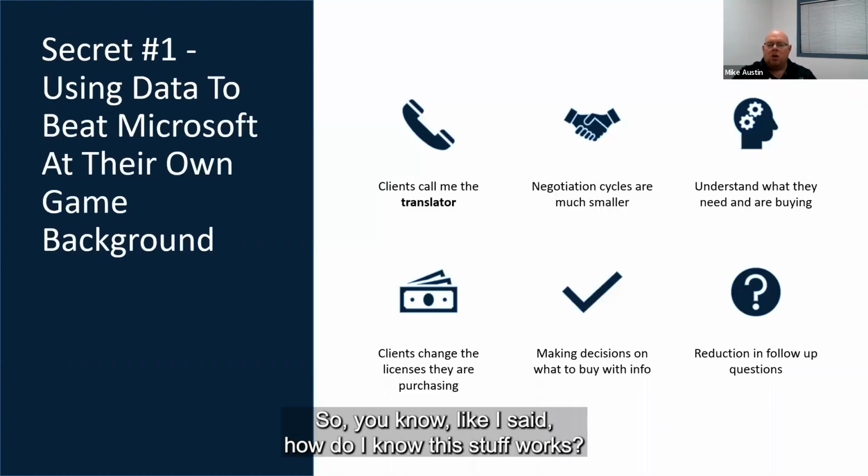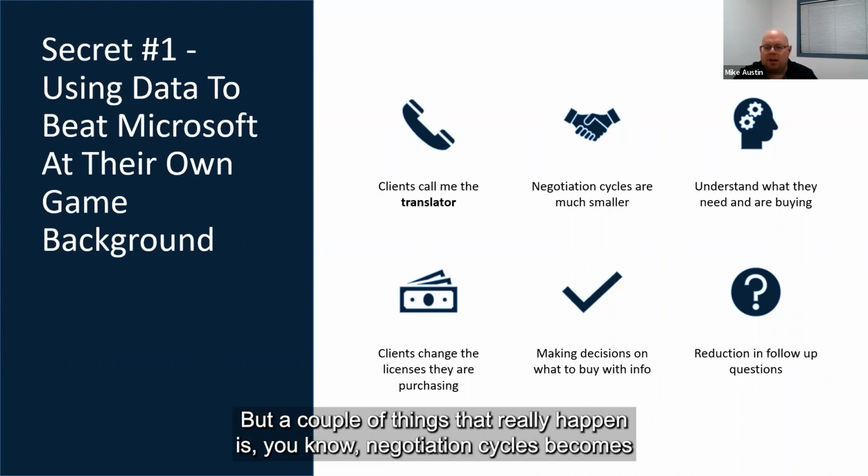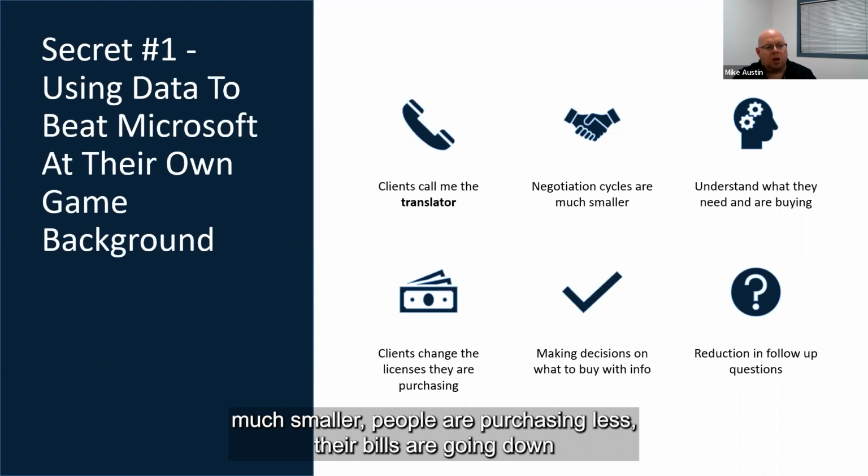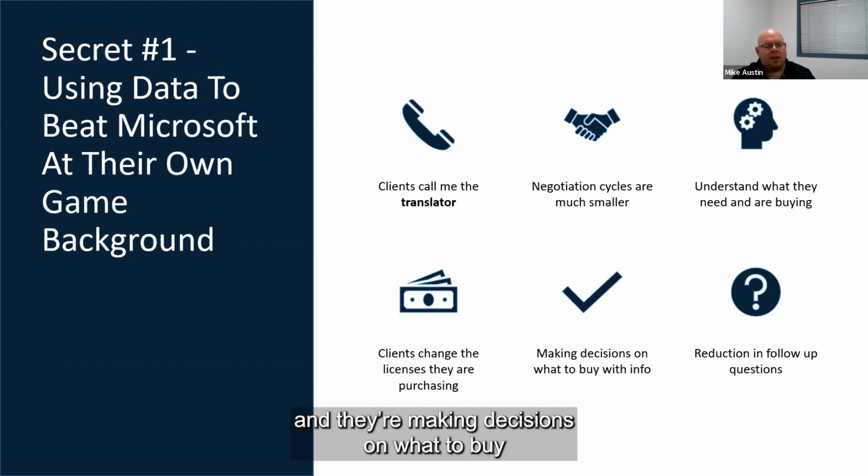Okay. So, like I said, how do I know this stuff works? Because we see it all the time, but a couple of things that really happen is, negotiation cycles become much smaller. People are purchasing less, their bills are going down, and they're making decisions on what to buy based on a position of knowledge, not guessing, right? So if I go back to my Blue Marlin story, right?